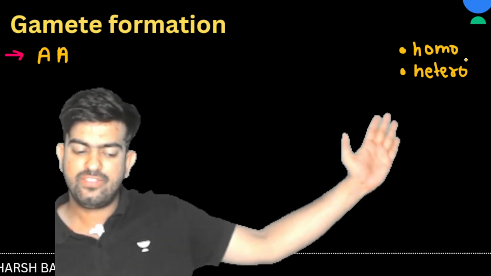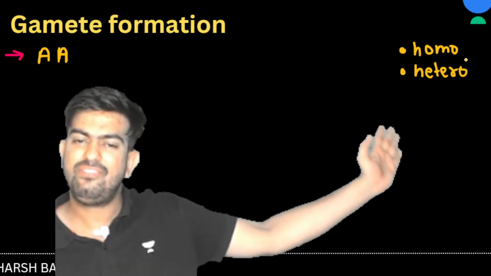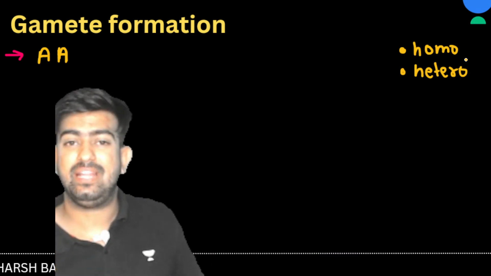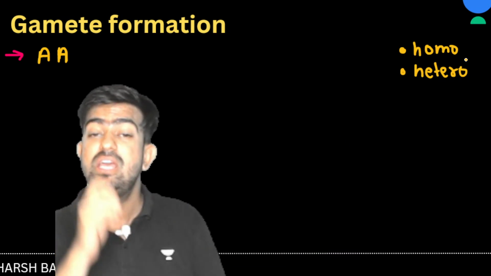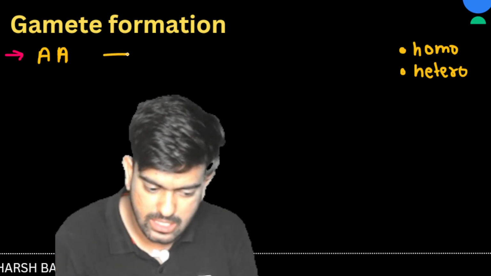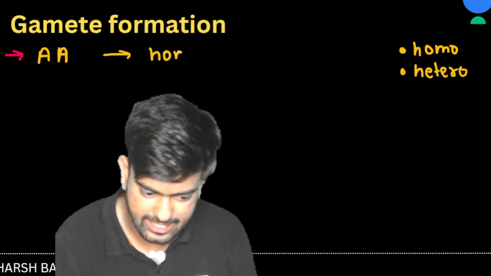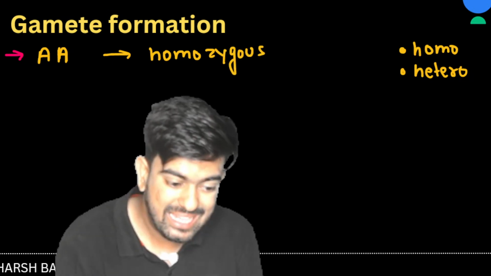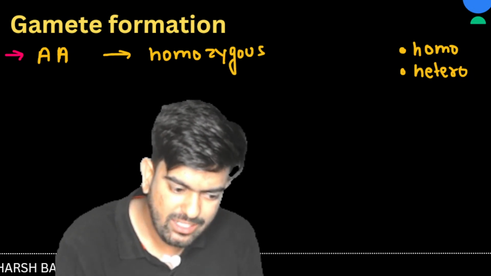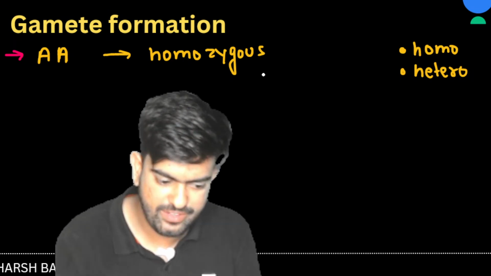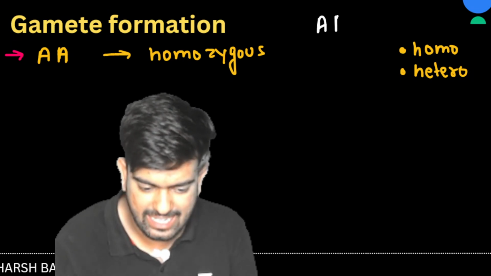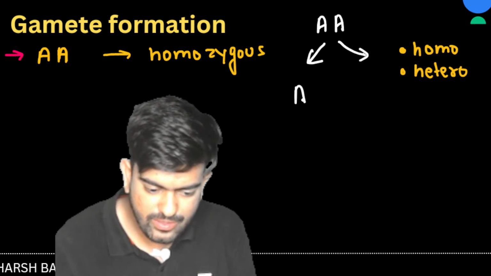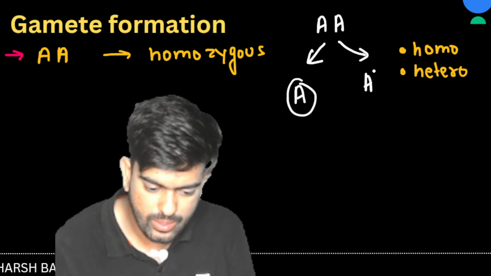See, we have A and A, right? Both A are capital. And if both A are capital, then that means what? It is homozygous. Yes, sir, it is homozygous. Great. Now what, sir? Then if it is homozygous, try to divide it. Let's suppose this is your A and A. It will go in one gamete and it will go in another gamete.